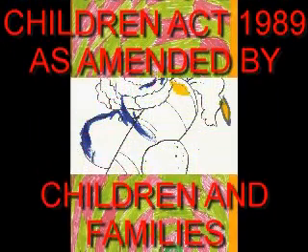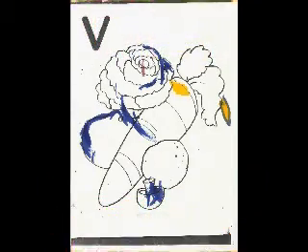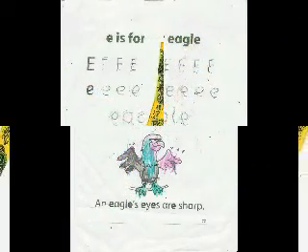Section 8 and 9 Children Act 1989, Child Arrangement Orders. Section 8 Children Act 1989, as amended by Section 12 Children and Families Act 2014, provides for the child arrangement orders and other orders with respect to children.